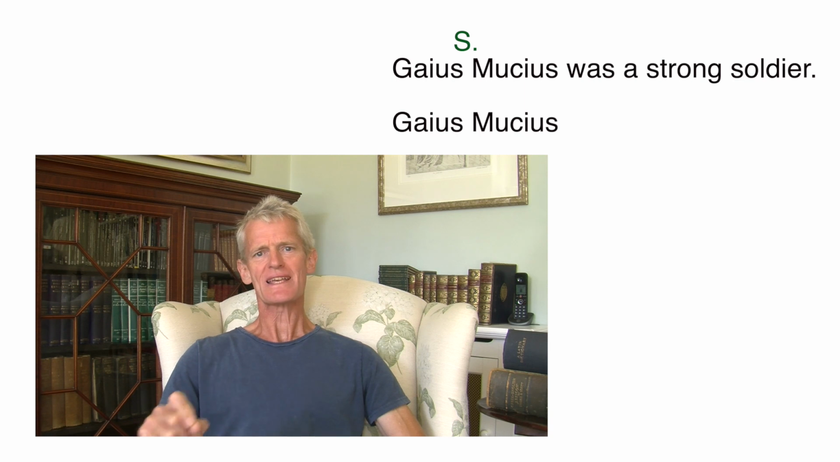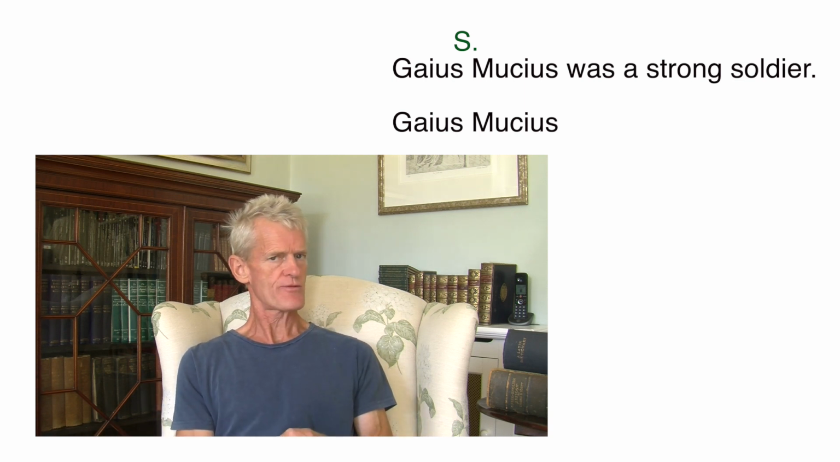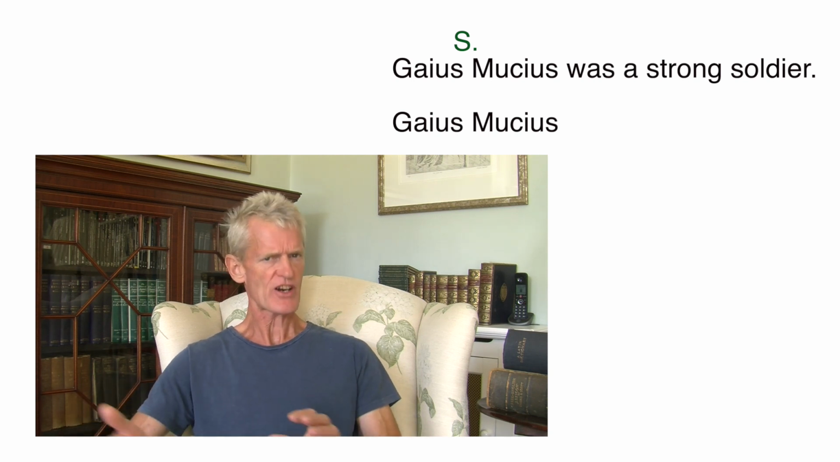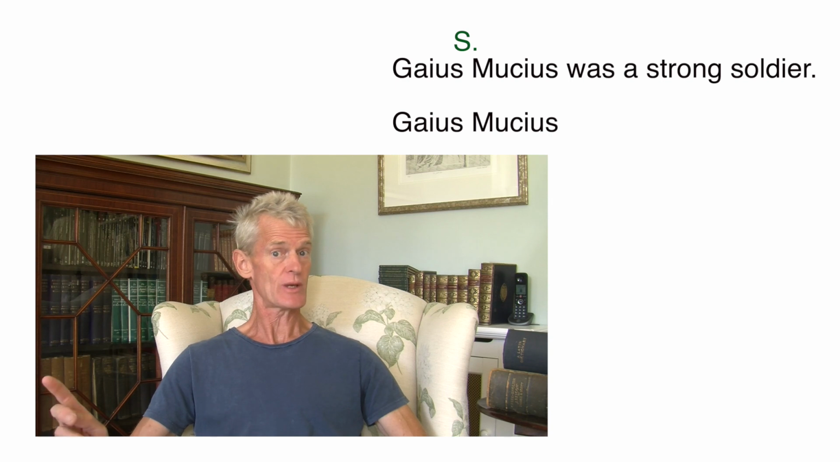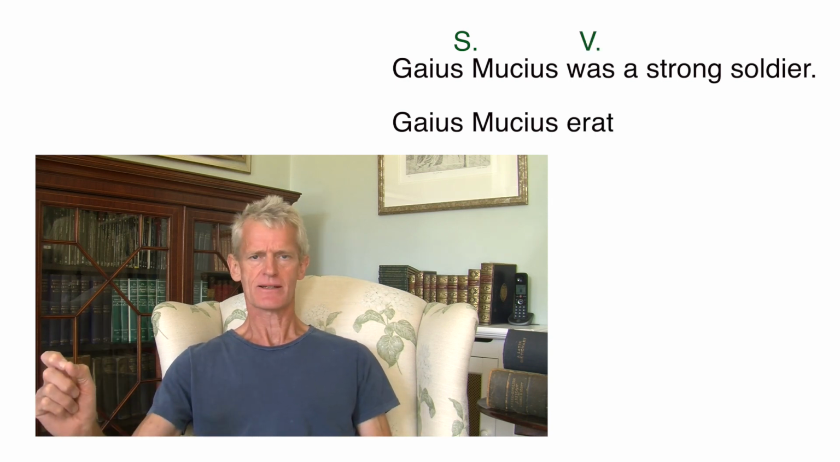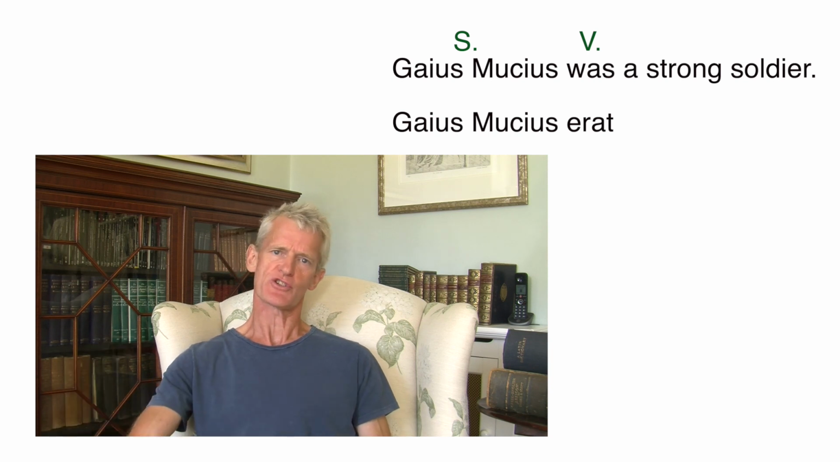Now, he was a strong soldier. The verb to be, as we've learnt, doesn't have to go at the end of the sentence. Very often it doesn't. So we're going to do it now, get it out of the way. Gaius Mucius erat. So that's he, she, or it was. Gaius Mucius erat. Now, what was he? He was a strong soldier.